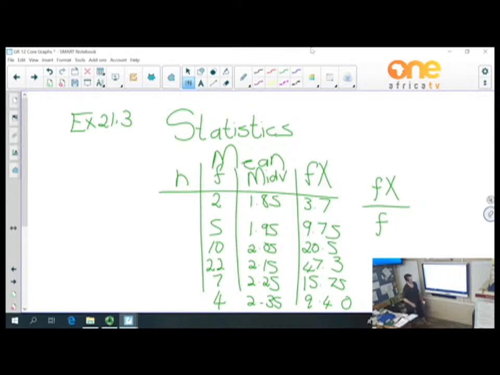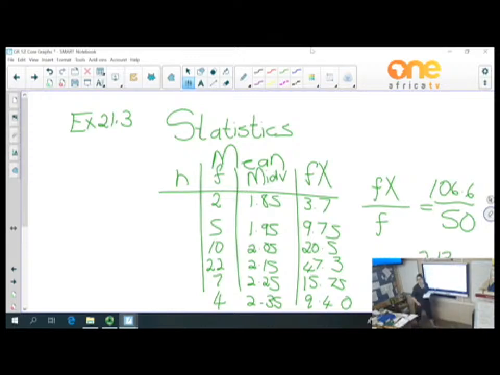If you add fx, 106.6. And what was the frequency? 50. It was given right at the beginning. So now the mean is 106.6 divided by 50. Divide by 50. And that's how you get the mean of group data.